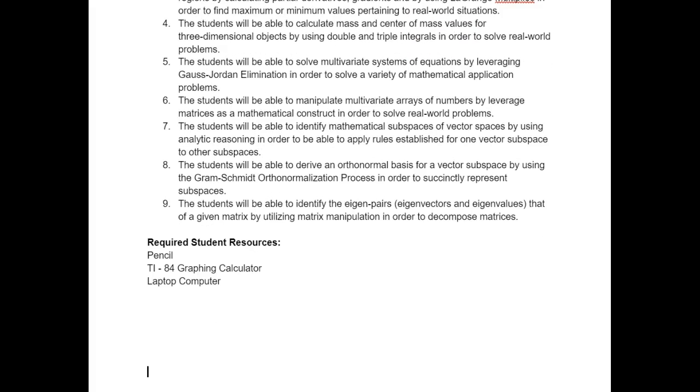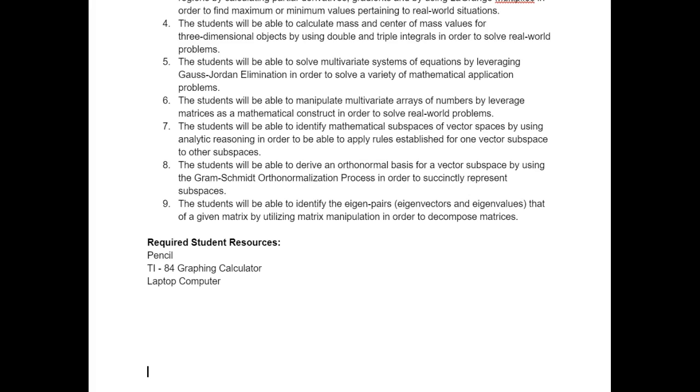Things that you need. You should have a pencil. You need a graphing calculator. You're going to need your laptop. We're going to use MATLAB, so I believe all of you installed that at the end of last year. If you have some technical issues there, let me know. But these are the primary tools that we need.